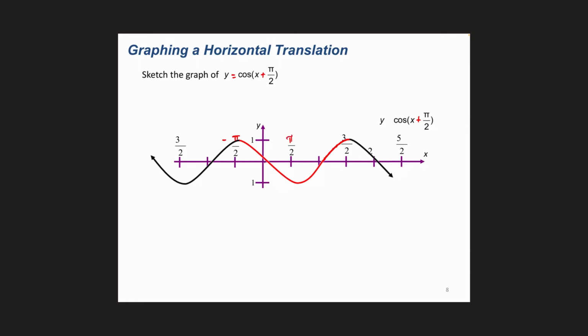This is 0. This is pi over 2. This is 3 pi over 2, and this is 2 pi, and this is pi, and this is 5 pi over 2, and this will be negative 3 pi over 2, and this is negative pi. Okay, so we have, it's a shift. It's going to shift left, and it's by a factor of negative pi over 2.